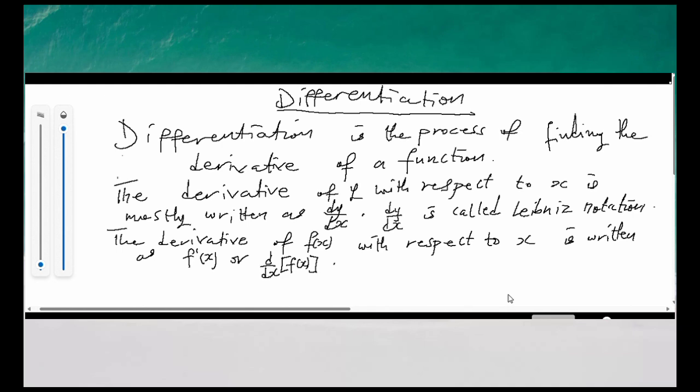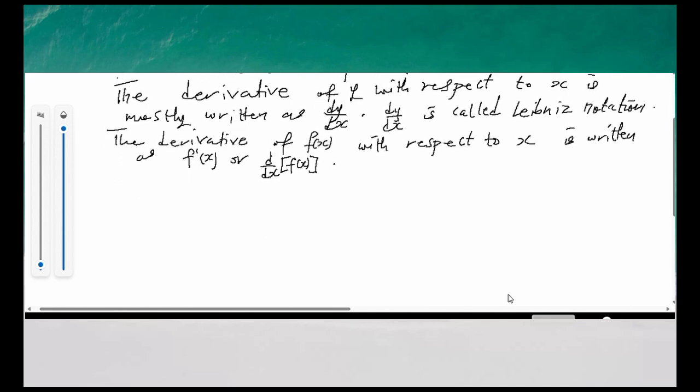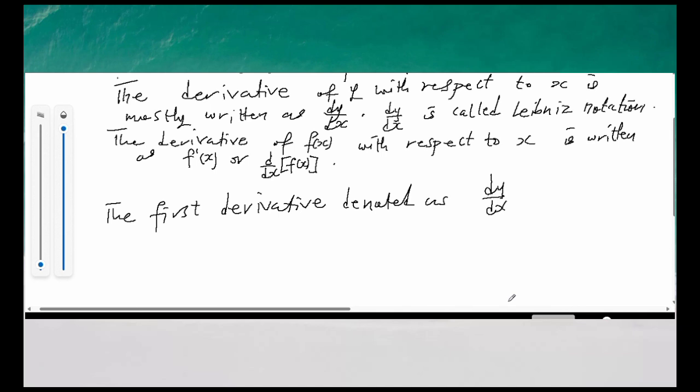We do have higher derivatives as well. So the first derivative is denoted as dy/dx, that is according to the Leibniz notation, or f prime of x.